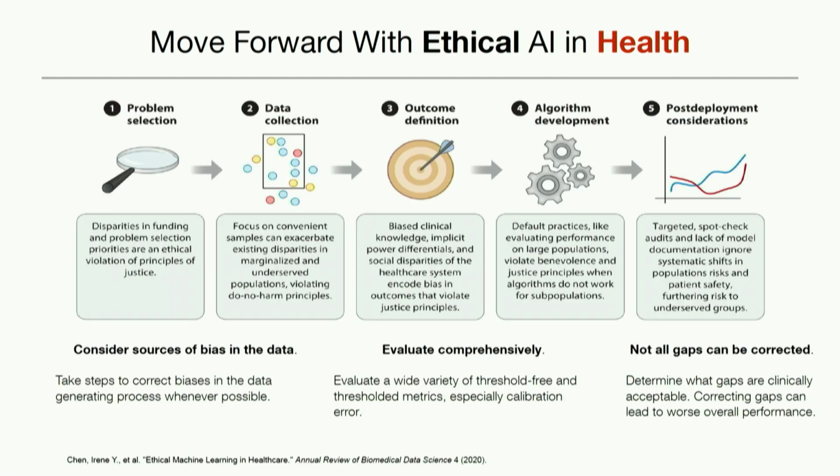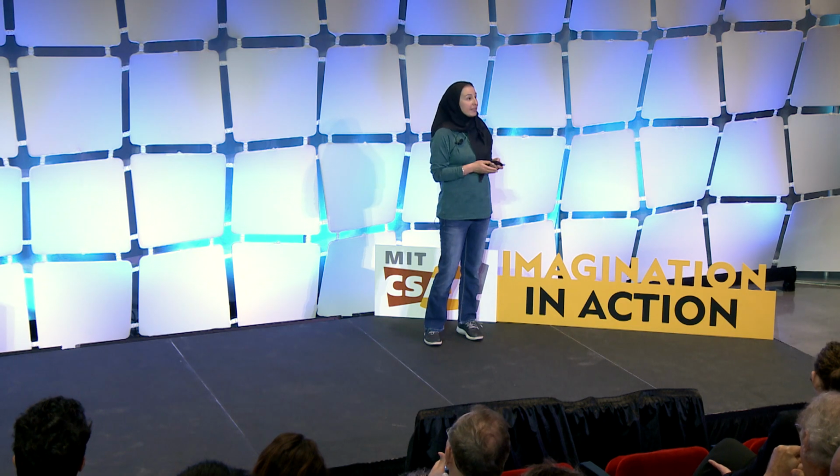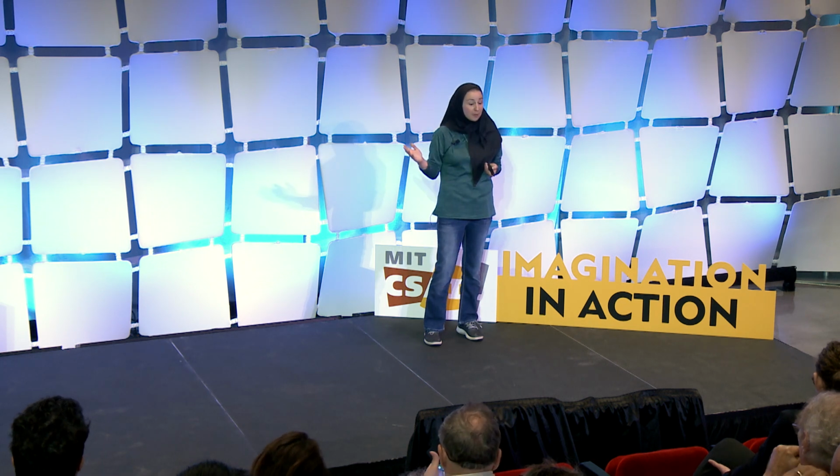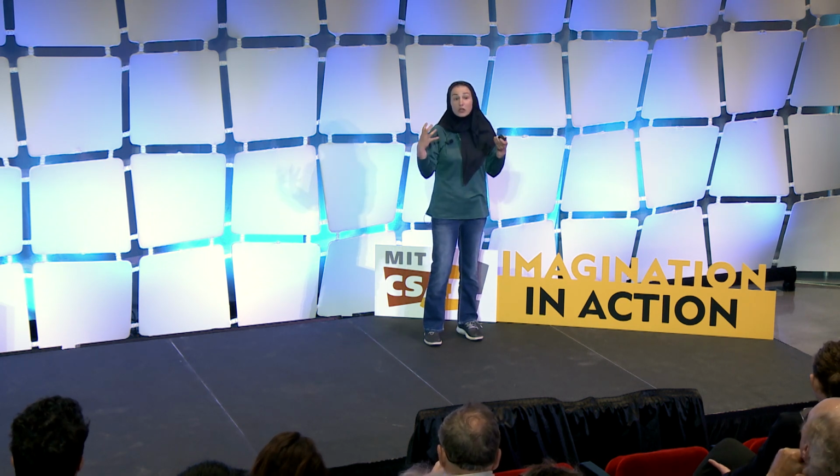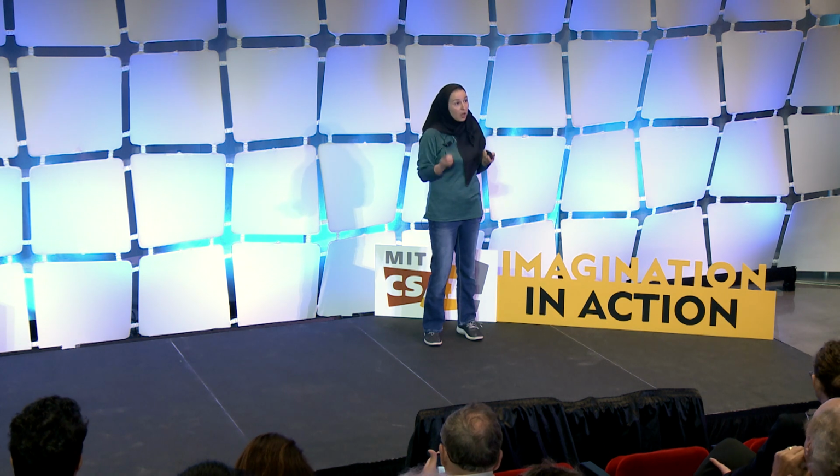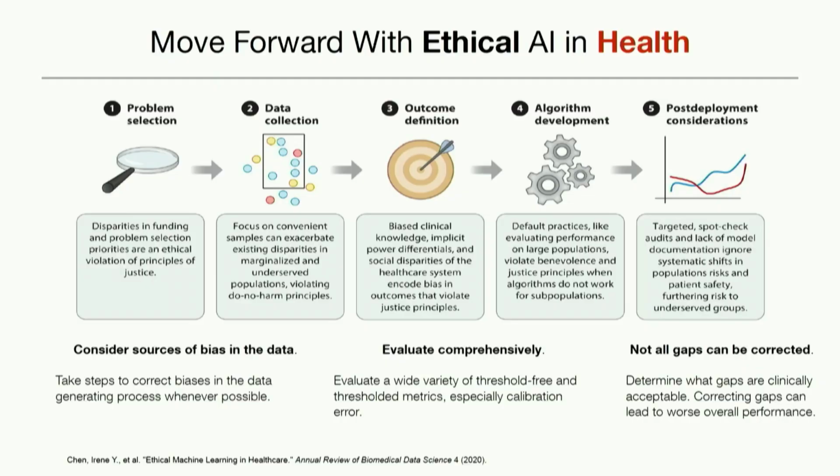And so here, we think in order to move forward with ethical AI, we can't just focus on one part of this pipeline. We need to consider sources of bias in the data that we collect, including the labels. We need to evaluate our models comprehensively as we're developing algorithms. And we need to recognize that not all gaps can be corrected. But maybe they don't have to if you deploy them intelligently such that when they are wrong, they don't disproportionately bias care staff. And by doing this, we think that we can create actionable insights in human health.